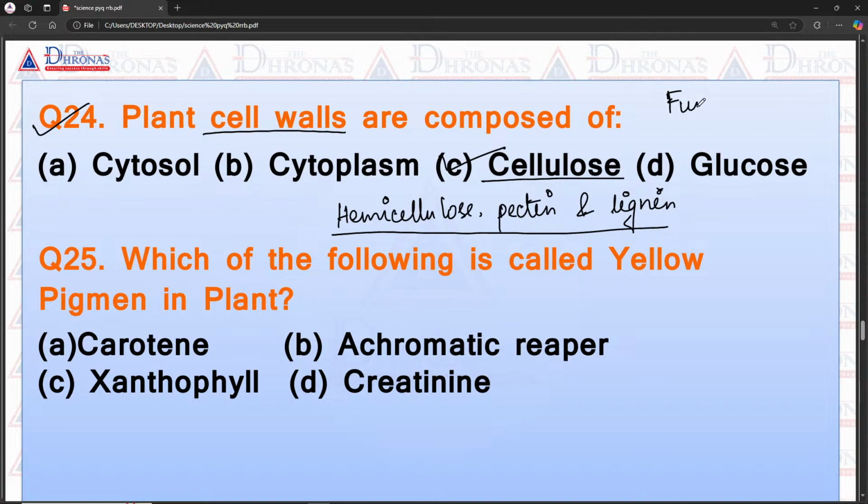In fungal cell wall, it contains chitin. Fungal cell wall is composed of chitin. This is very important.